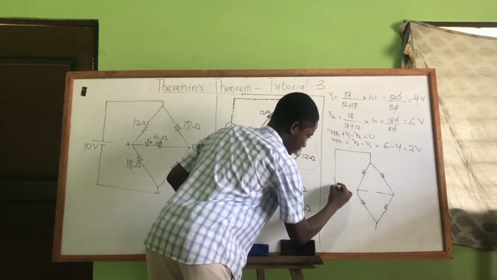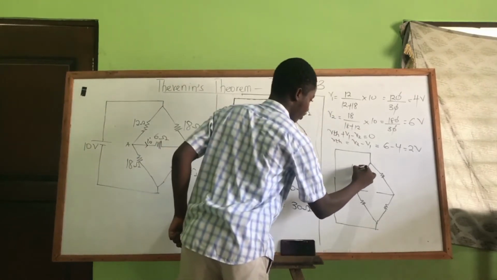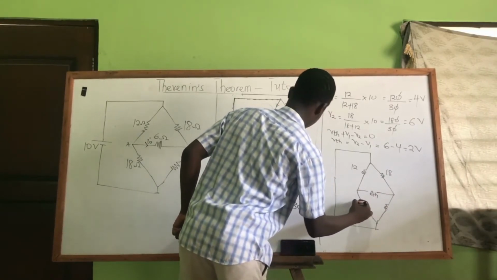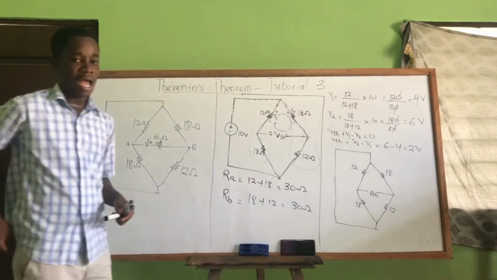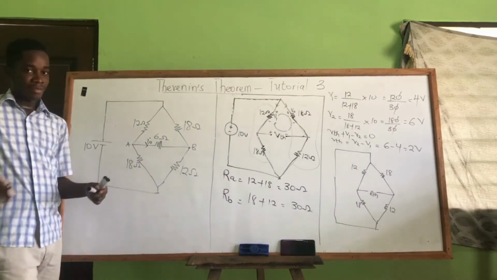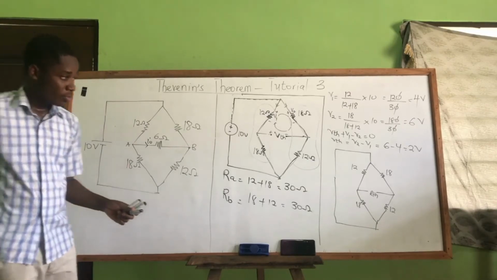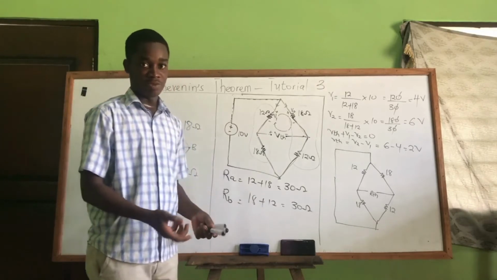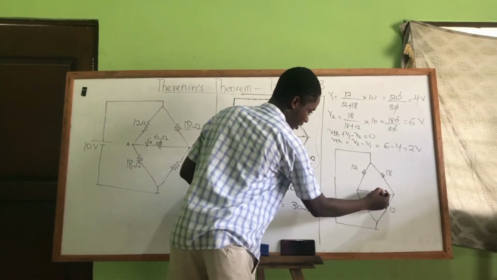Alright, good. So this is where I have my 12, my 18, my RTH, my 18 and my 12. So we are asked to find the total resistance in this diagram, that is the RTH. So let's see how we can get RTH for this. Let's assume there is a current moving on the branch of the RTH. So let's say there is a current moving here.